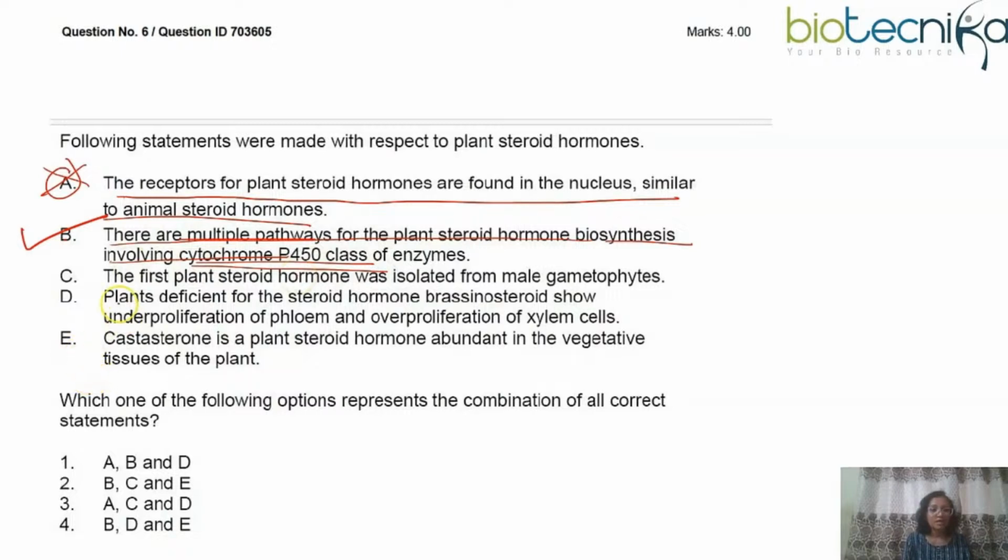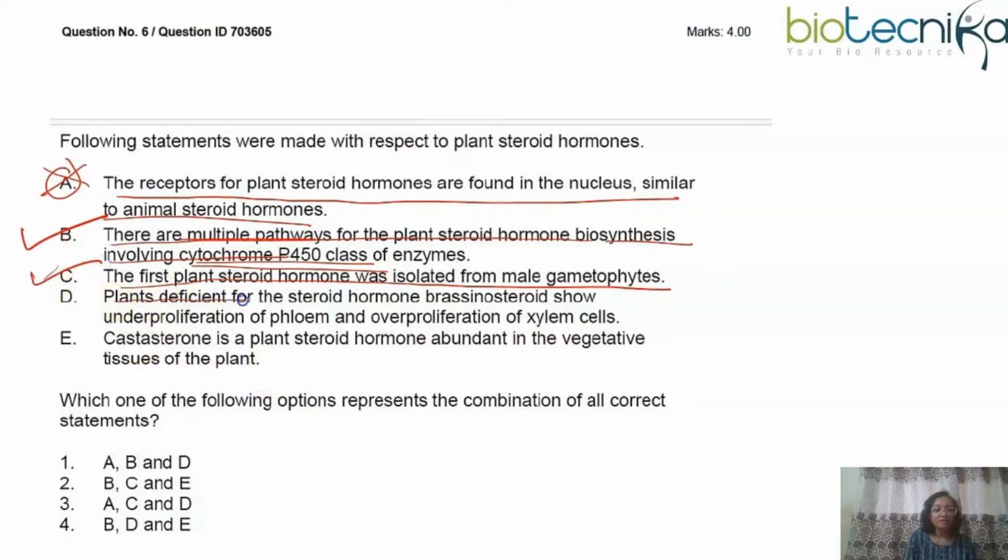The third statement is that the first plant steroid hormone was isolated from a male gametophyte, and that is true, because the first brassinosteroid was actually identified from rape pollen. Okay, the rape plant's pollen, so pollen is a male gametophyte, and from there the first steroid hormone was isolated. So C is also correct.